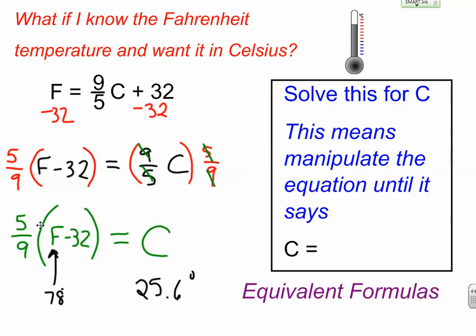And I can just leave it like this, because now to use it, if I know it's 78 degrees on a beautiful spring day in San Francisco, and I say, well, what is it in Vienna? Well, I put 78 in for F. I subtract 32. That gives me 46. I multiply by 5 and divide by 9, and that gives me 25.6 degrees Celsius. So I just manipulated the equation so that it says C equals. So that's what we did today.